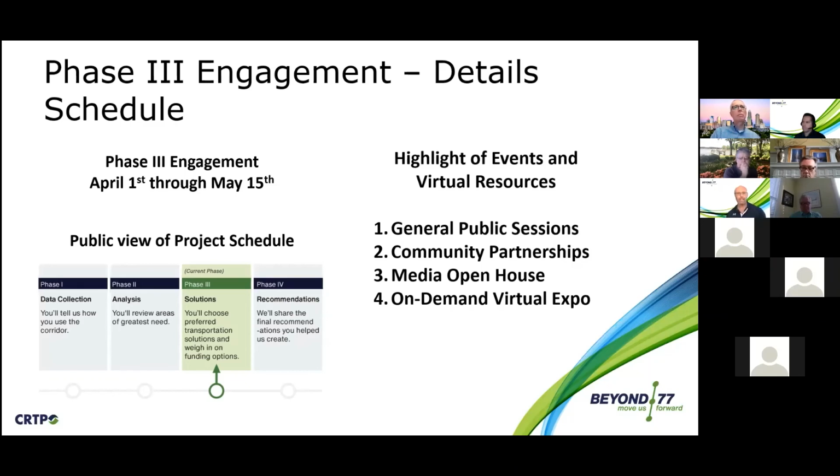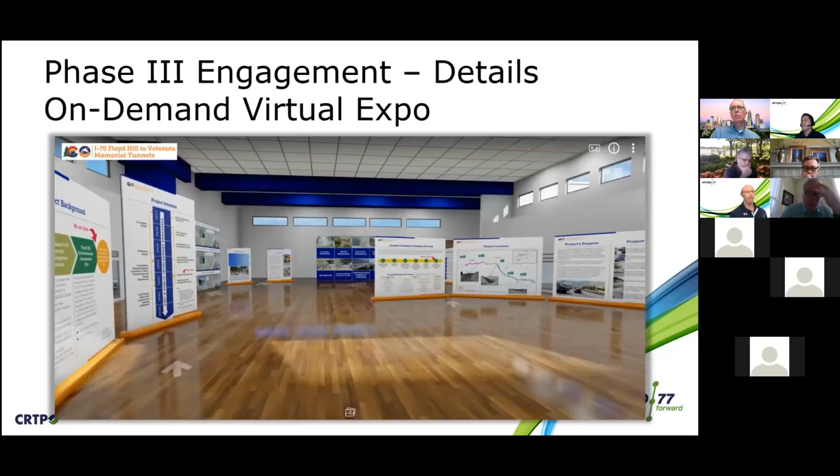And the last is an on-demand virtual expo. And some of you may have seen this through other initiatives that you're involved in through CRTPO or other organizations. But my team is working very diligently to create this virtual space that would act as though you are in a public open house setting. And this is a visual example of what that could look like. And I'm going to open up an example shortly.